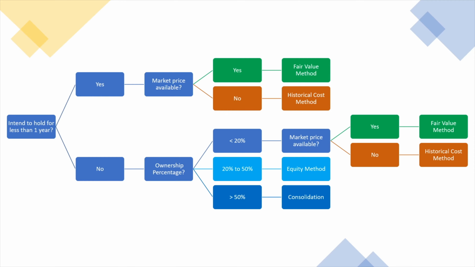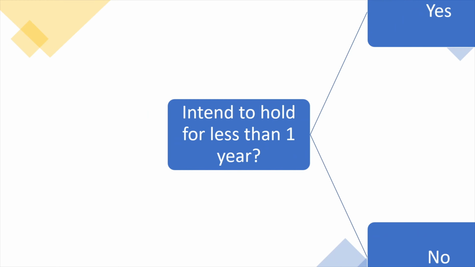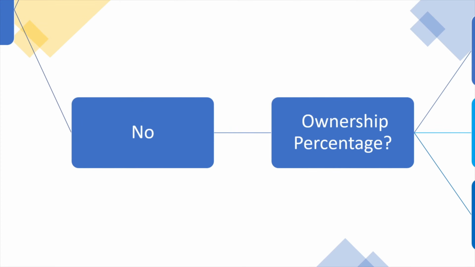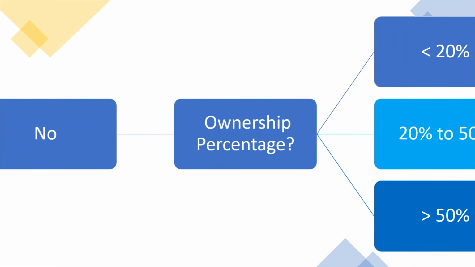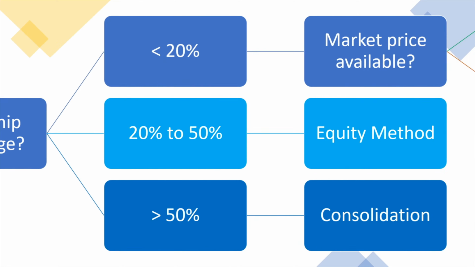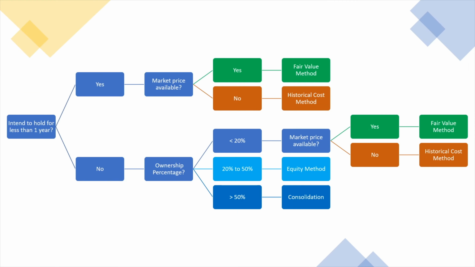So recall, we start off with any investment asking ourselves if the investor intends to hold that investment for less than a year. If the answer is no, that means the investor intends to hold the investment for more than a year. We then take a look at the percentage of ownership with respect to the shares that have been purchased. If the investor has purchased between 20 to 50% of the outstanding shares of the investee, we would use the equity method of accounting. And we can zoom out and see that that's where all of that fits into the big picture of things.